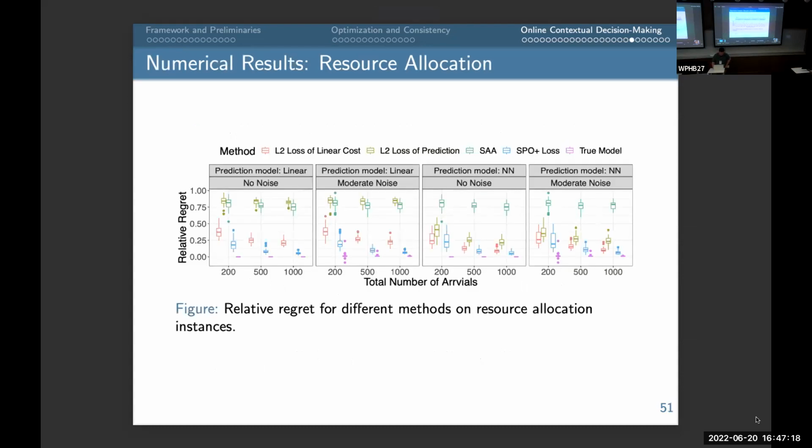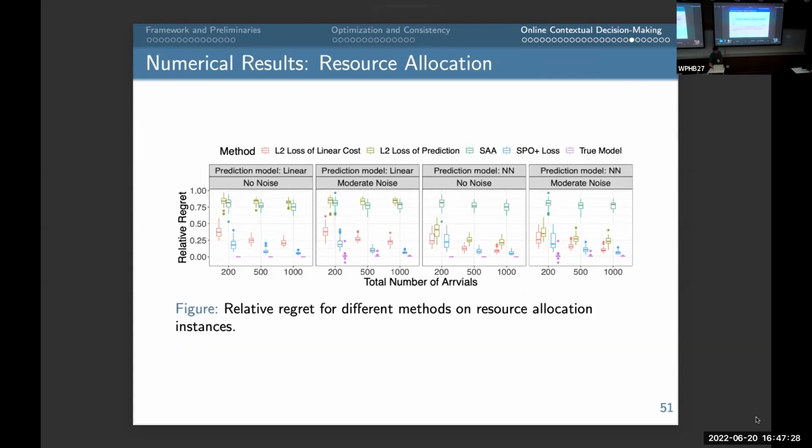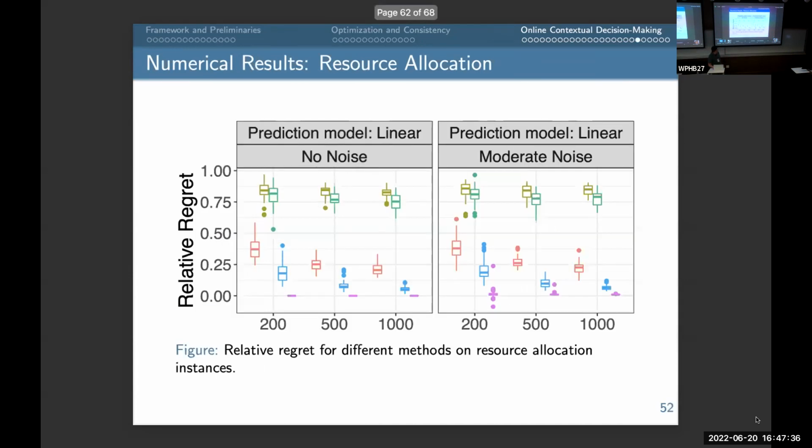Okay, so the results that we see are here. Let me zoom in on the results for the linear case, so linear hypothesis class. What we see, SPO plus is the one in blue, and the L2 applied to the cost vectors, least squares, is the one in red. And really, those are the two to pay most attention to. So purple is this true model. That's assuming that you have the actual conditional distribution, which is not viable in practice. It's just a benchmark.